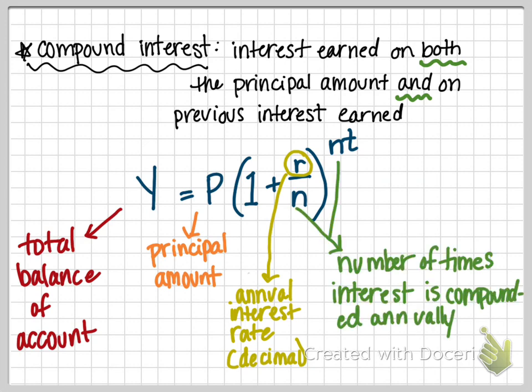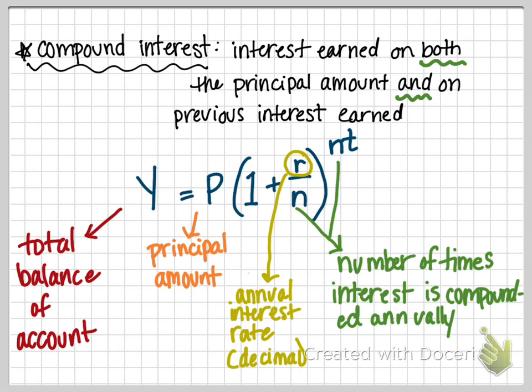N will represent the number of times they compound the interest annually. So if it's compounded annually, that's once a year. N would be 1. If it's compounded monthly, what would N be? 12, because there's 12 months in a year. If it's compounded quarterly, what would N be? How many quarters are there? 4, because 4 times a year, every quarter.